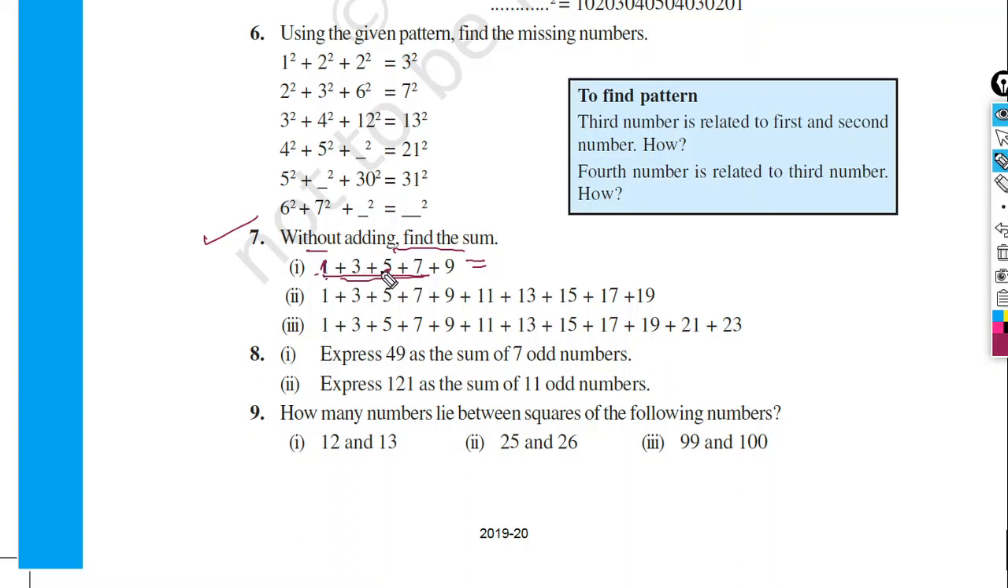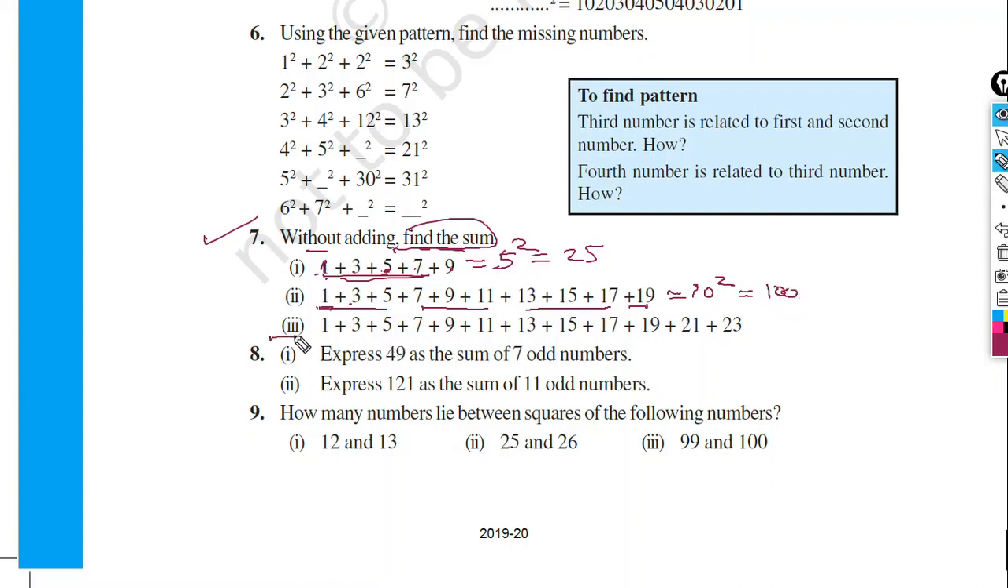Okay, so 1 2 3 4 5, five consecutive odd numbers starting from 1, that means it will be equal to 5 square. Okay, but it is saying find the sum. So you find 5 square is 25. Now 1 2 3 4 5 6 7 8 9 and 10. So 10 odd numbers, all consecutive and starting from 1. So it will be equal to 10 square, which is 100.